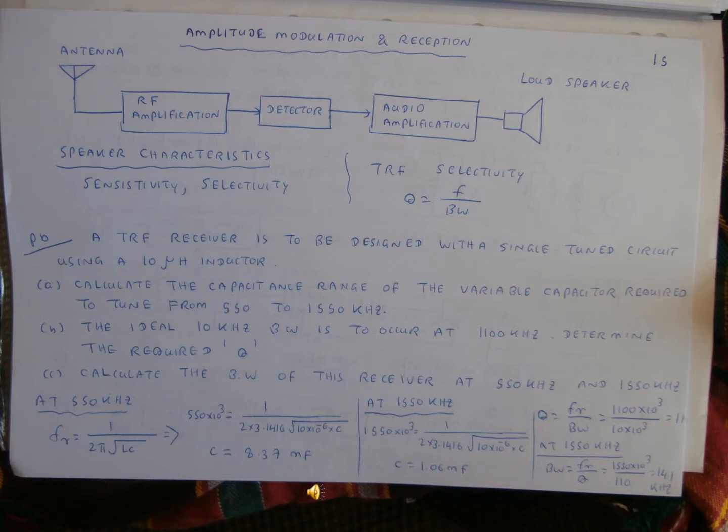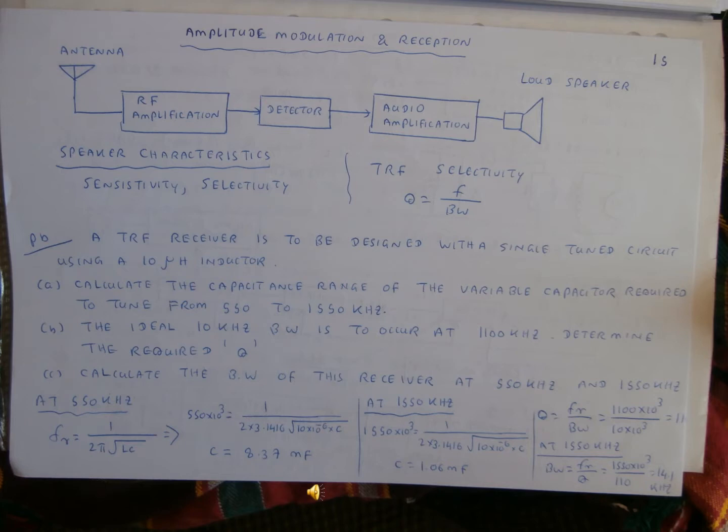Let's look at the problem. A receiver is to be designed with a single tuned circuit using a 10 microhenry inductor. A: calculate the capacitance range of the variable capacitor required to tune from 550 to 1550 kilohertz. B: if an ideal 10 kilohertz bandwidth is to occur at 1100 kilohertz, determine the required Q. C: calculate the bandwidth of the receiver at 550 kilohertz and 1550 kilohertz.